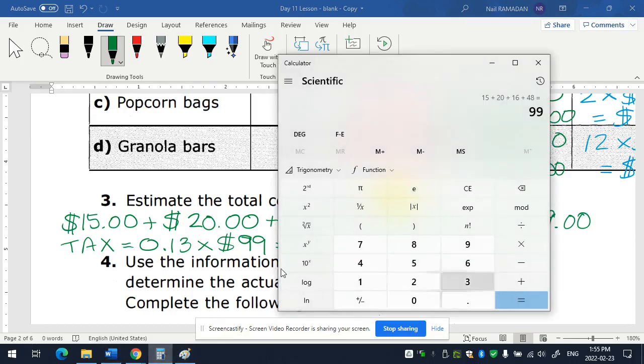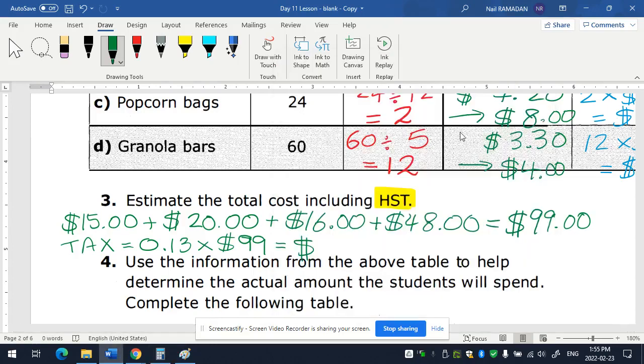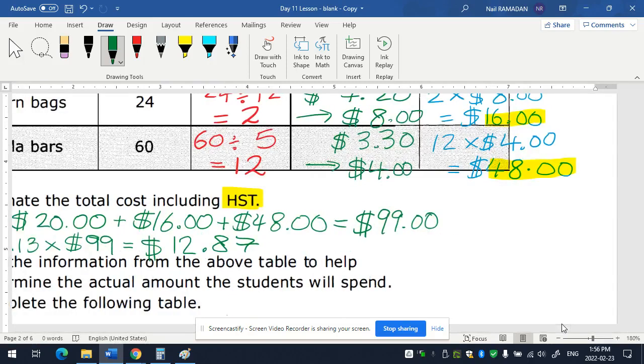Sure, yeah. I was just guessing. Yeah, $12.87. So what's the full price now? What do you do with those numbers? We're at $99 for the stuff before the tax. The tax only was $12.87. We just have to add those two.